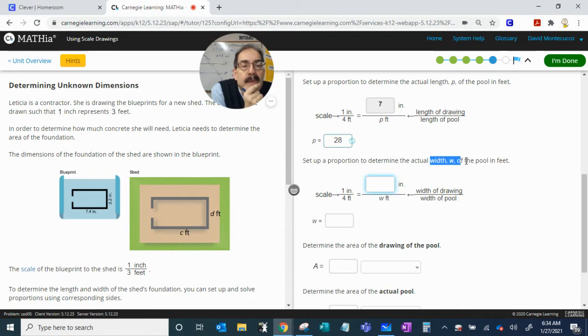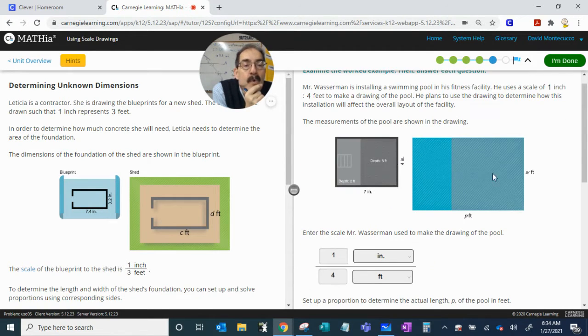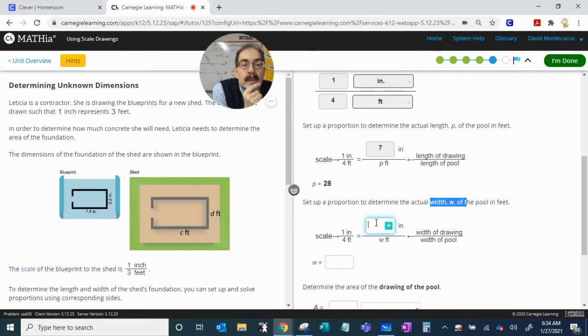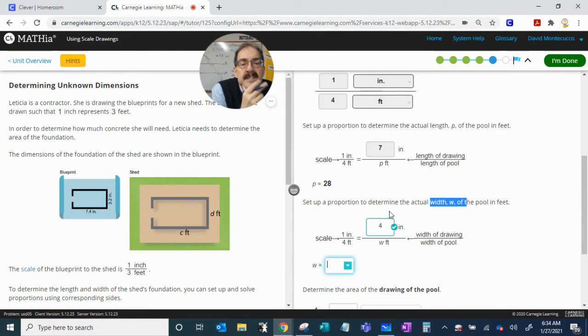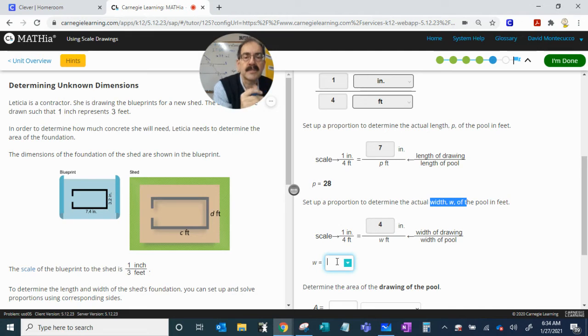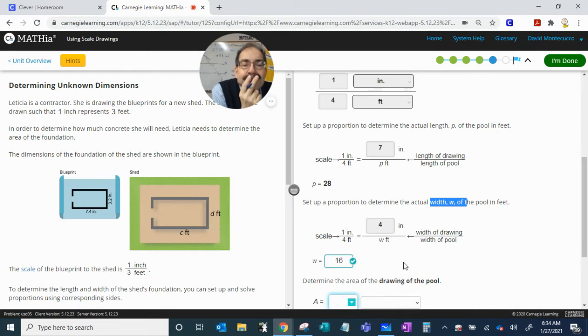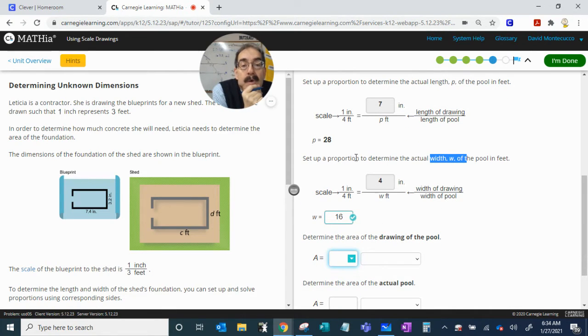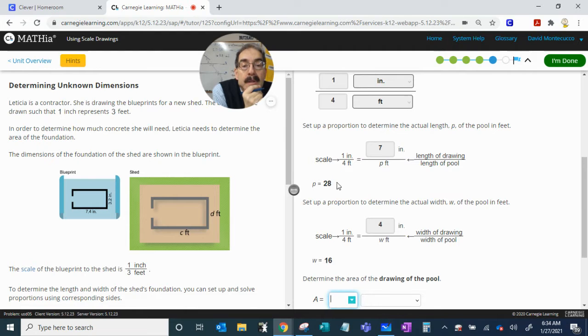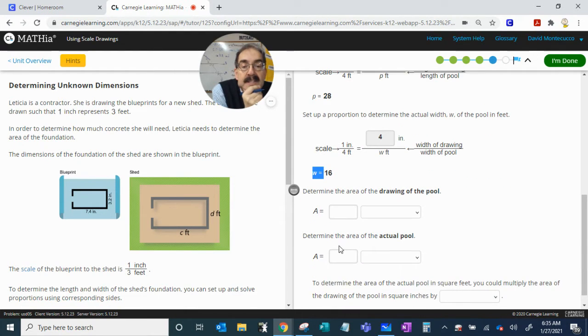Now the width. Remember, we multiply by 4. 4 times 4. So 1 to 4, and the width of the pool is 4. This idea of cross multiply: 4 times 4, it's 4 times bigger, so it's going to be 16. Now the area. Length times width, 28 and 16. So 28 times 16.